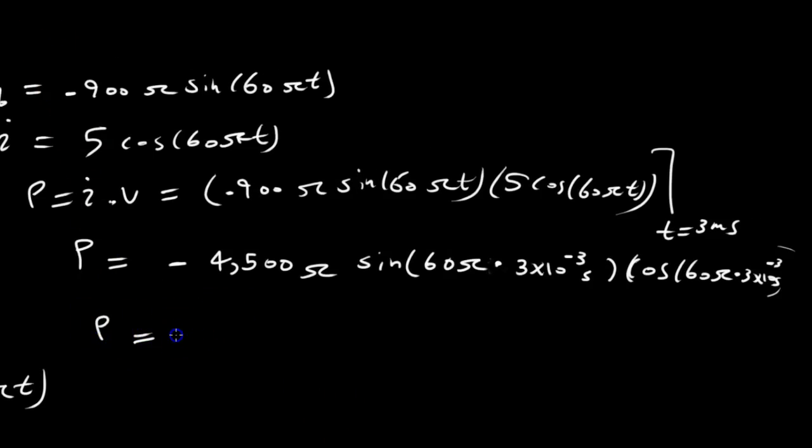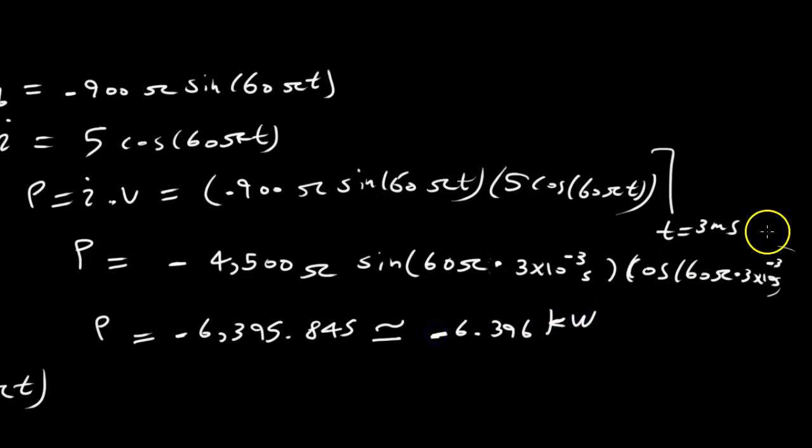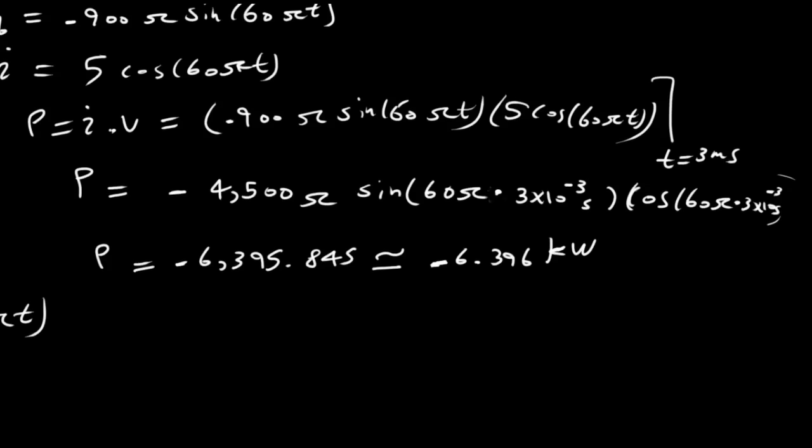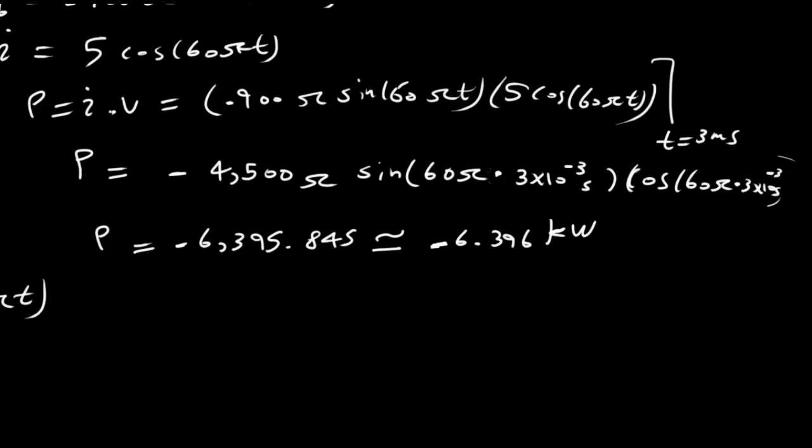Okay, so what I ended up getting is negative 6,395.845, which we're going to round to negative 6.396, and we're going to say that is in kilowatts. Now you can see that it's negative here, which means that the element, whatever it may be, is supplying power at this particular moment.